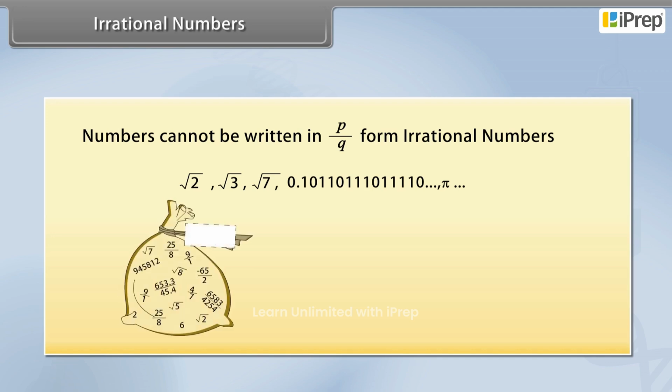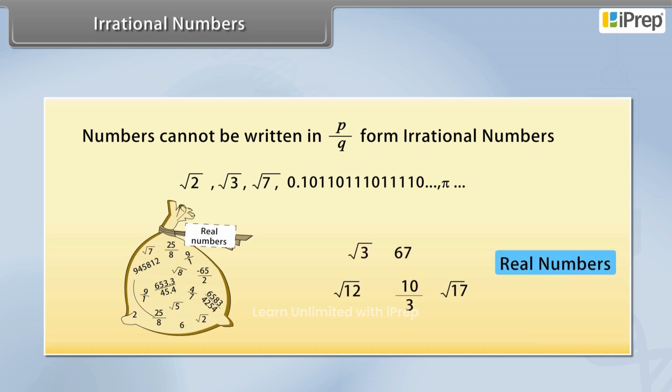If we collect all the rational numbers and irrational numbers and put them in a bag, then there will be no number left on the number line. And we call this collection as real numbers. Therefore, a real number is either rational or irrational.